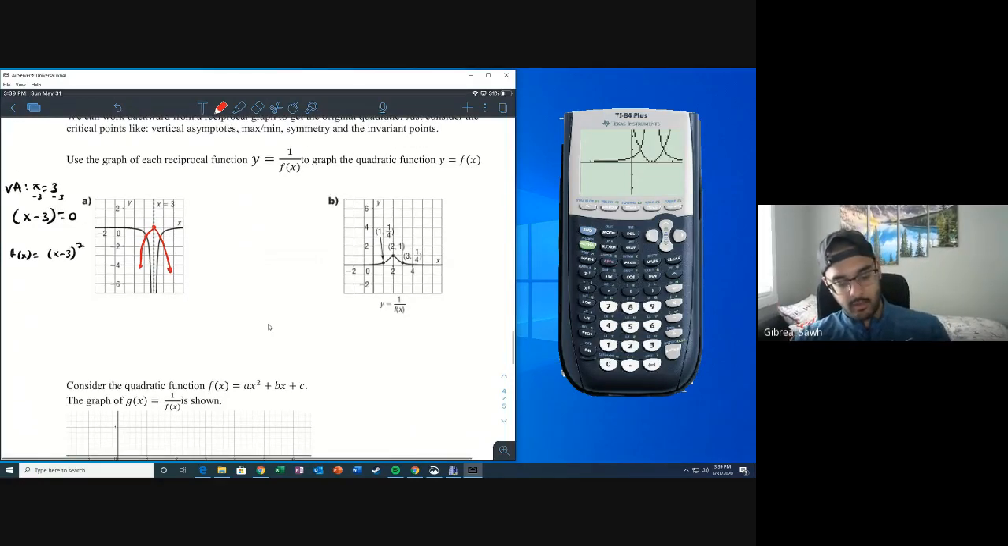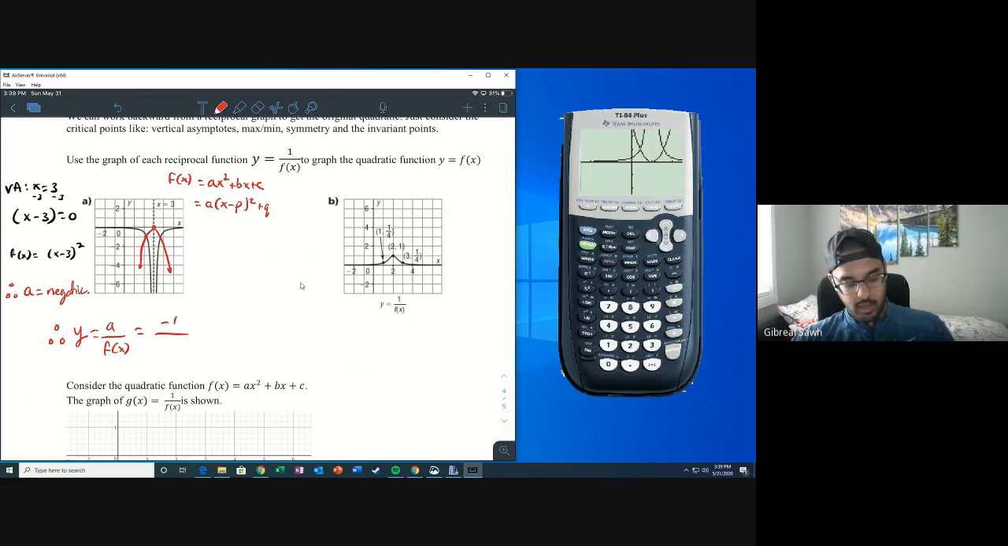And I'm talking about the a value because my original function should be some form of ax squared plus bx plus c, or it's a(x minus p) squared plus q. Okay, you can complete the square on this to get this one. Either way, a is the number in front of x squared, which has to be negative. Okay, so therefore, a is going to be negative. So we can say that y equals a over f of x, which is negative 1 over (x minus 3) squared. So just by analyzing a couple points, you can build that equation as well.